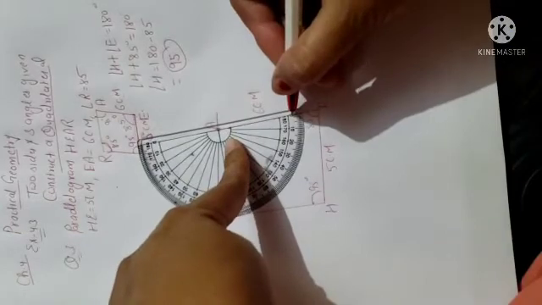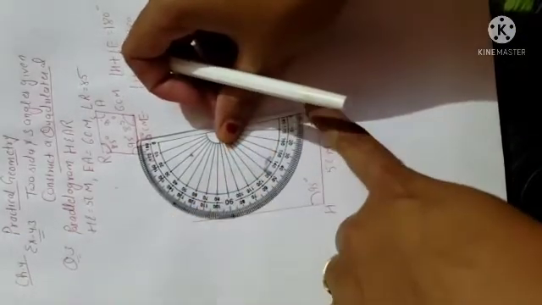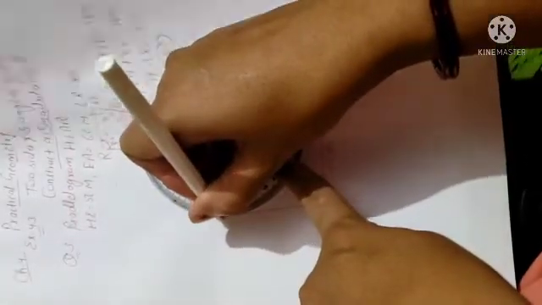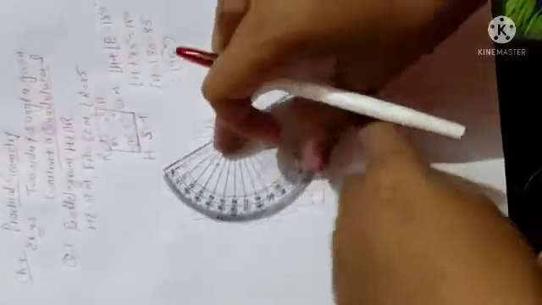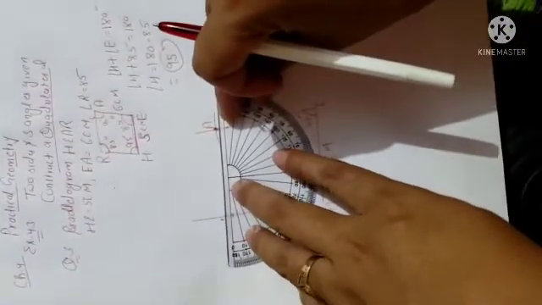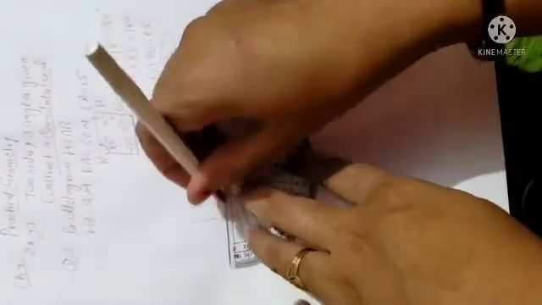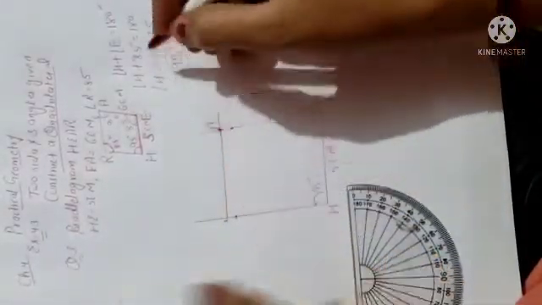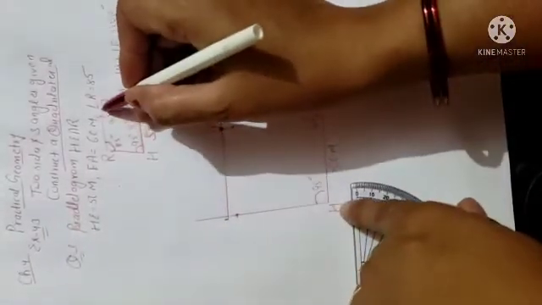Here 0 is starting from here, so you will take the counting of outer side, and 90 is exactly straight line, and after that it will be 95 and 95 is here. So simply you will draw the point, and from this point you will join the line like that. Clear?